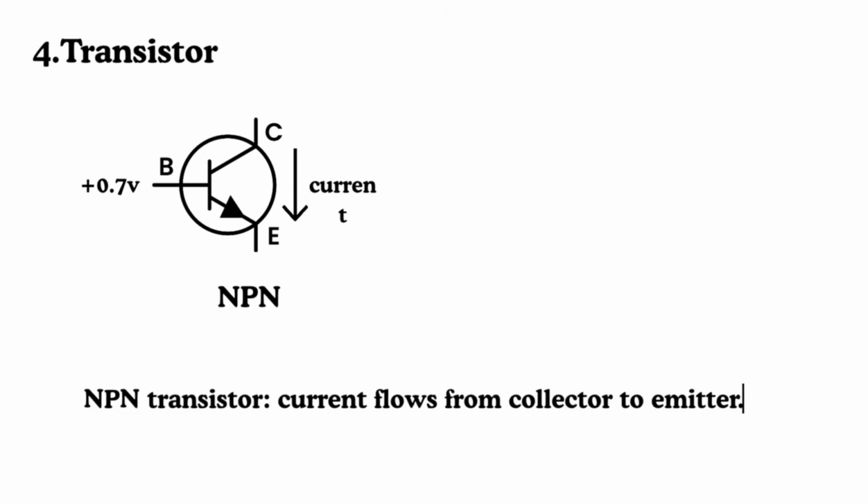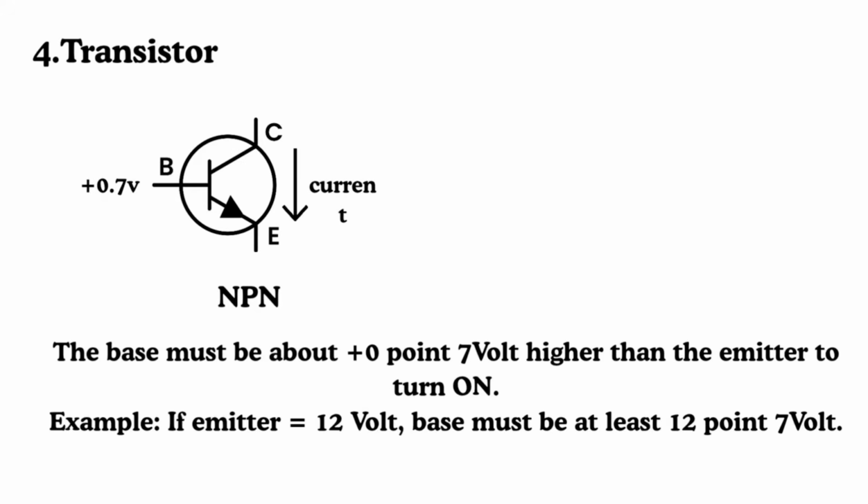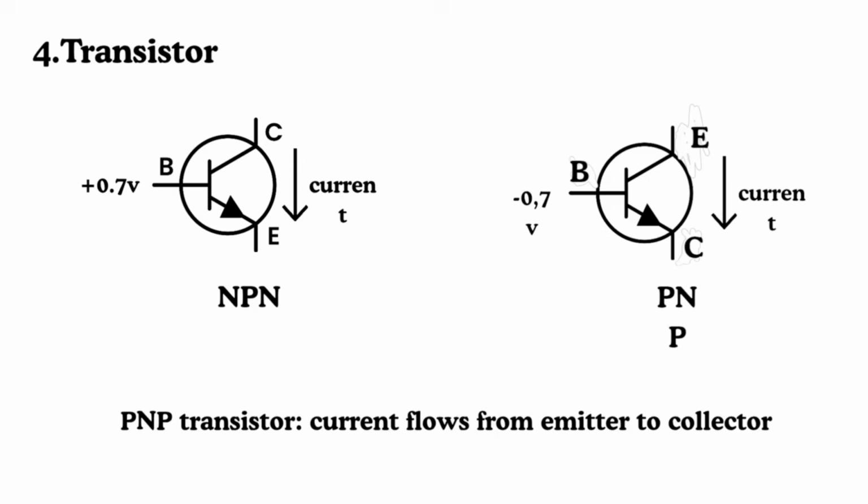4. Transistors. For an NPN transistor, current flows from collector to emitter. The base must be about 0.7 volt higher than the emitter to turn on. Example, if emitter is at 12 volt, base must be at least 12.7 volt.